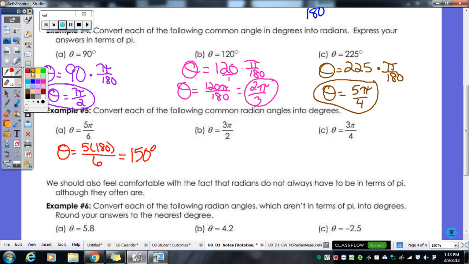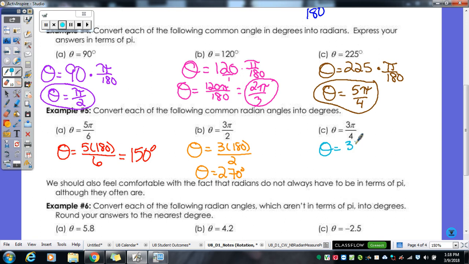So you do it for the next one. We're going from radians to degrees. I know 1 pi is 180 degrees, so I'm going to put 180 in there. So it's 270 degrees. And then our last one here again. 180 goes in for pi. Half is 135. 135 degrees.